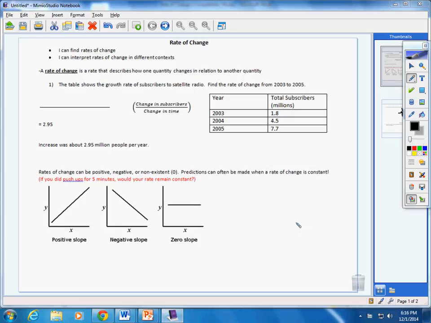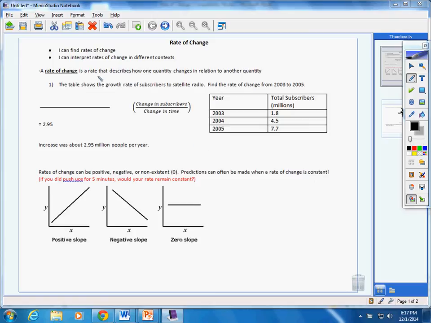It's rate of change today. Rate of change. It's miles per hour, or gallons per minute, or meters per second, or pounds of turkey eaten per Thanksgiving Day. Anything you can think of. We're talking about rates. Okay?